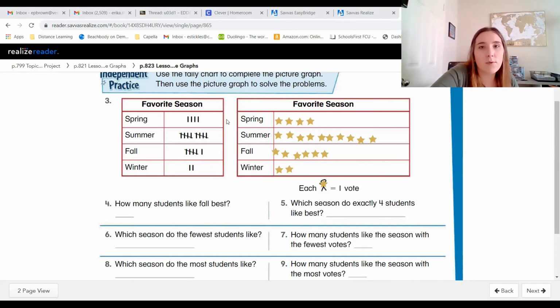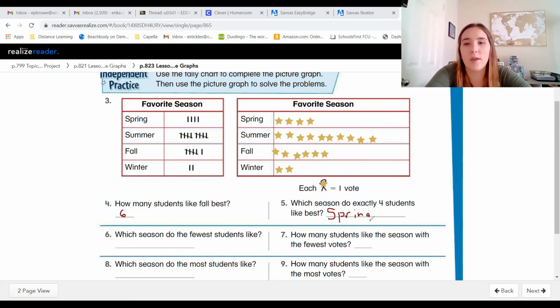So now let's look at number 4. It says, how many students like fall the best? So if you count up your pictures, we have 1, 2, 3, 4, 5, 6. 6 students like fall the best. I want you to do number 5. It says, which season do exactly 4 students like the best? Which season? So if I look, spring is the only season that has exactly 4 students. So I'm going to say spring.